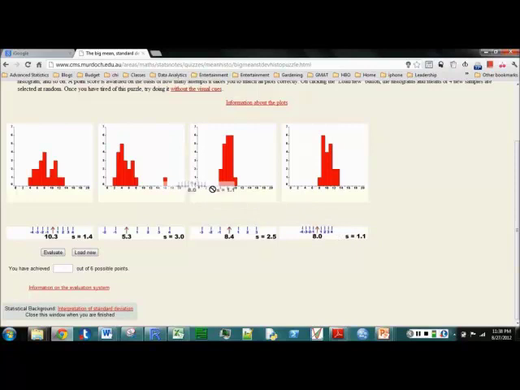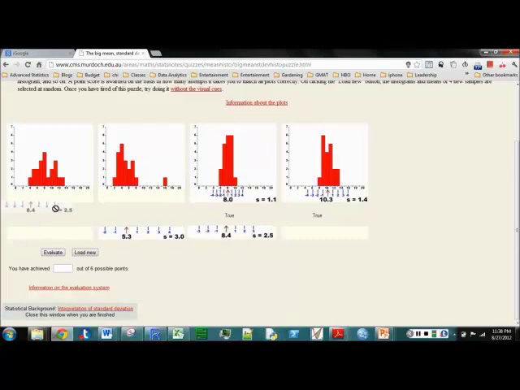Small standard deviation around 8. Another one with a relatively small standard deviation. Here we go. And then on these two, it's pretty easy to see that this one's going to be the mean of 8, and this is the mean with 3. Okay, I'm going to pause again and find the next.